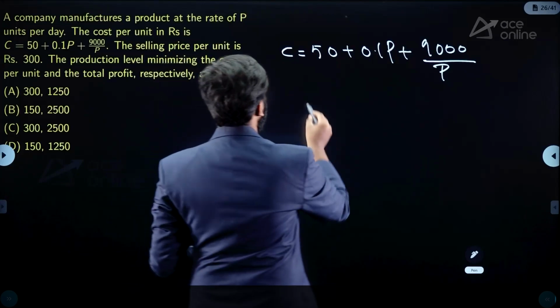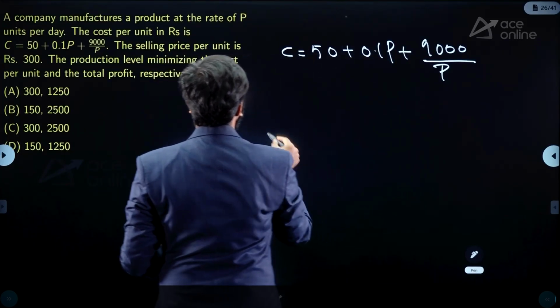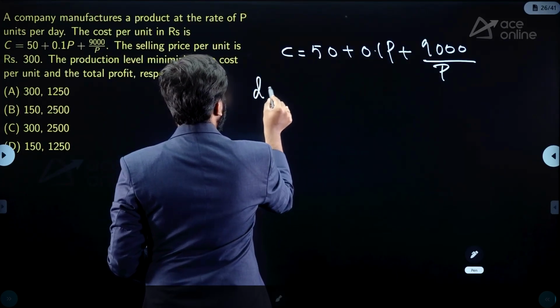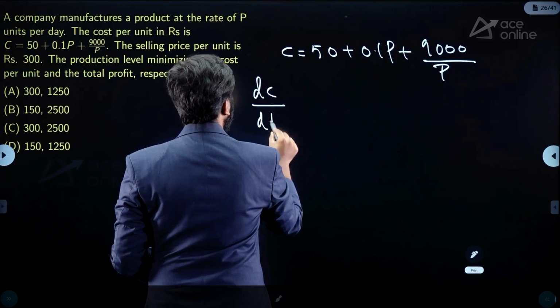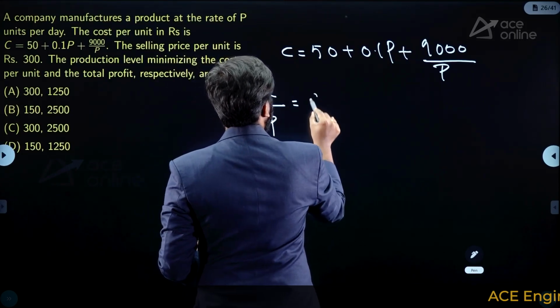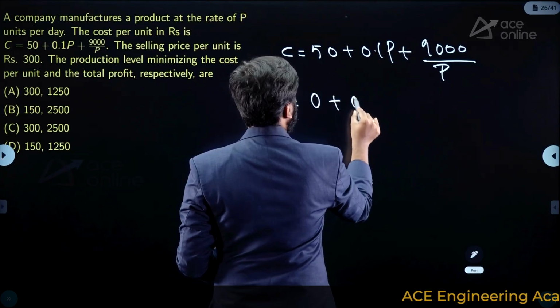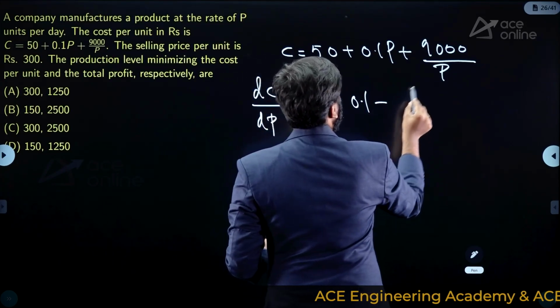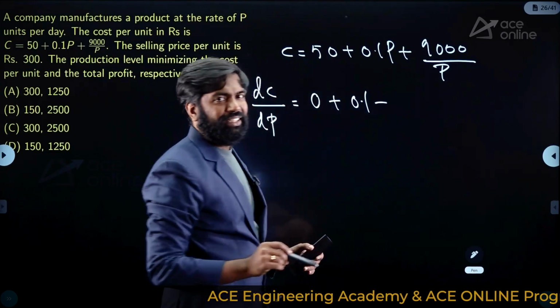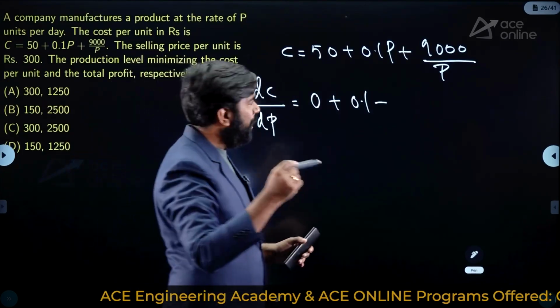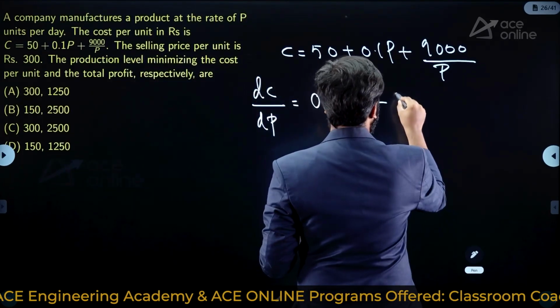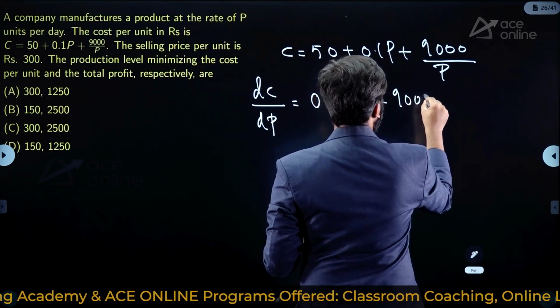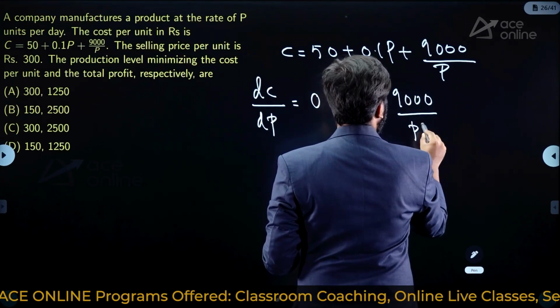You can apply the maxima minima concept here. So according to maxima minima, clearly C is a function of P. So you perform this dC by dP. Find the derivative of this. So this is 0 plus this is 0.1, and then what's the derivative of 1 by x? Minus 1 by x square. So 1 by P derivative is minus 1 by P square, that is minus 9,000 by P square.